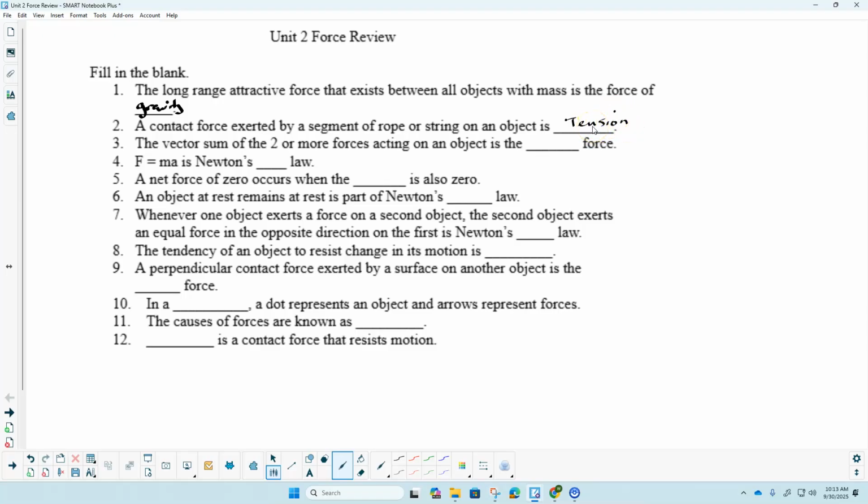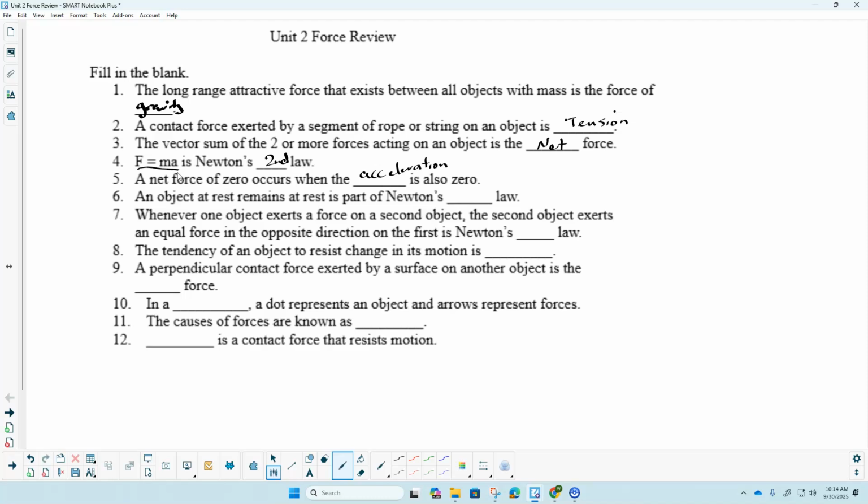Vector sum of two or more forces acting on an object, that's the net force. Another thing you could say is resultant force. F equals ma is Newton's second law. Net force of zero occurs when the acceleration is zero. So if the net force is zero, then the acceleration is zero. That's, again, kind of a result of Newton's second law.